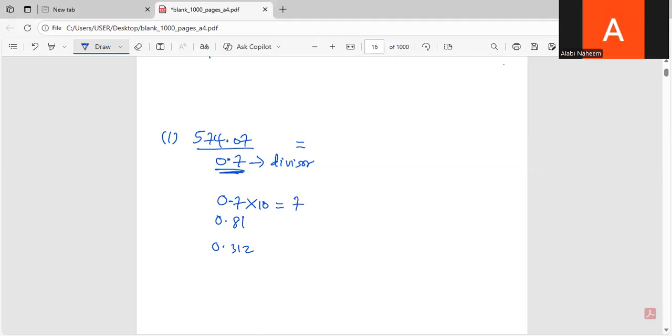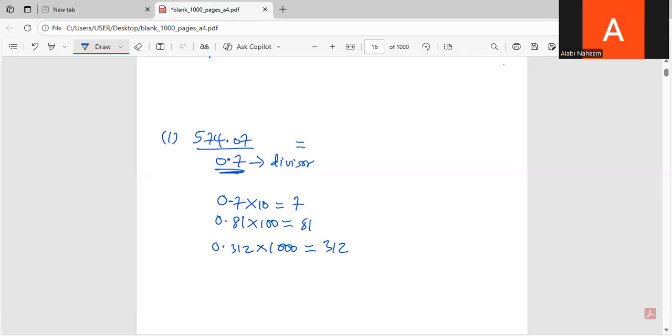In case of 0.81, it has two digits after the decimal point. That means you have to multiply it by 100 and that gives 81. As for 0.312, it has 3 digits after the decimal point. So times 1000 will give a whole number, 312. So check the number of digits it has after the decimal point. That determines the multiple of 10. If it has one digit, times 10; two digits, times 100; 3 digits, times 1000; 4 digits, times 10,000. So in this case of ours now, 0.7 times 10 will give you a whole number.